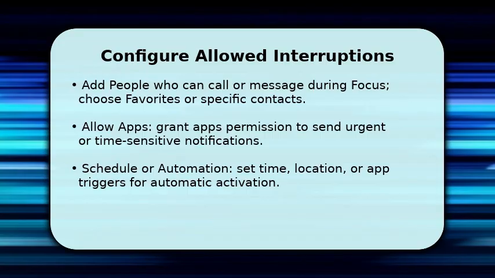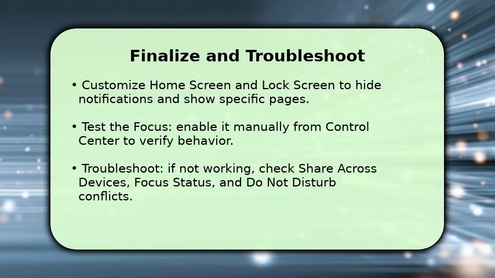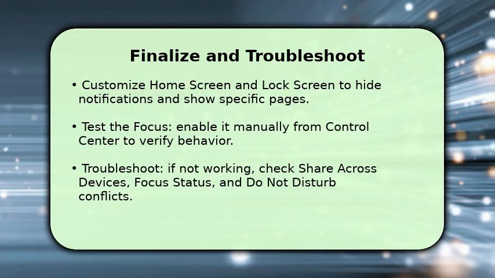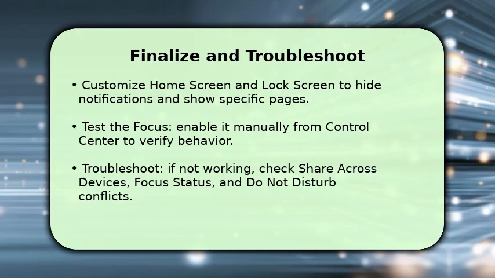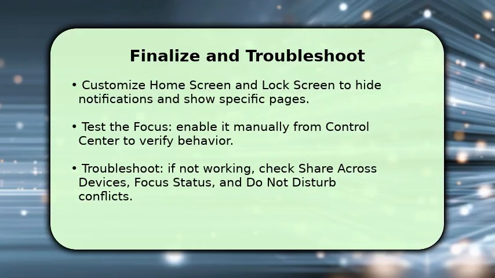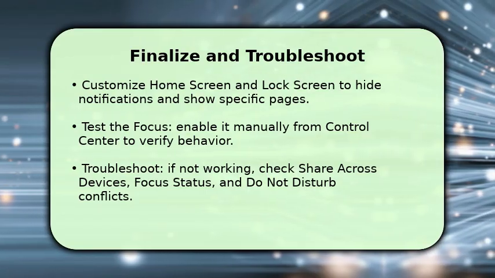To finish, customize home and lock screens so only relevant apps or widgets appear while focus is active. This reduces distraction visually. Then test it. Open Control Center and toggle your focus on and off. Send a message or trigger the scheduled automation to confirm allowed interruptions behave as expected.